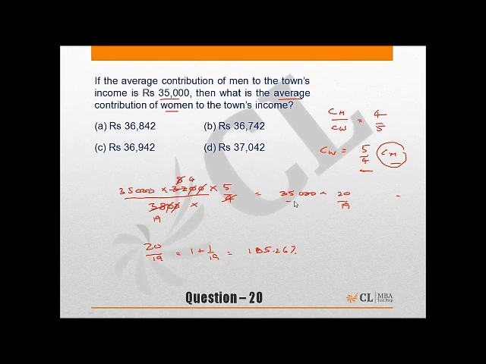So your answer has to be 35,000 plus 5.26% of 35,000. Okay. So 20 by 19 is nothing but 105.26%, or the same number 35,000 increased by 5.26% is what we need to find. You could obviously multiply 35,000 into 20, divide by 19, that also will give you the answer, but I have always found this to be easier.